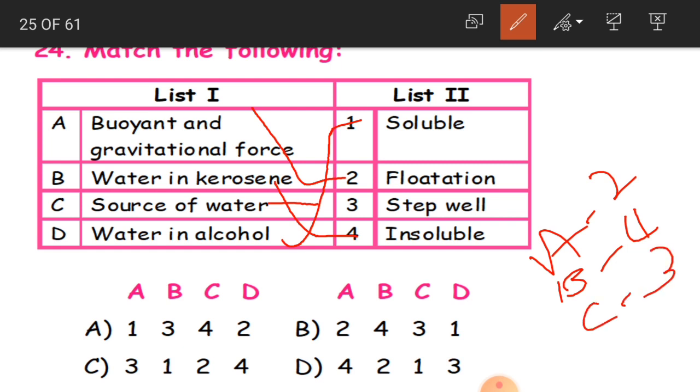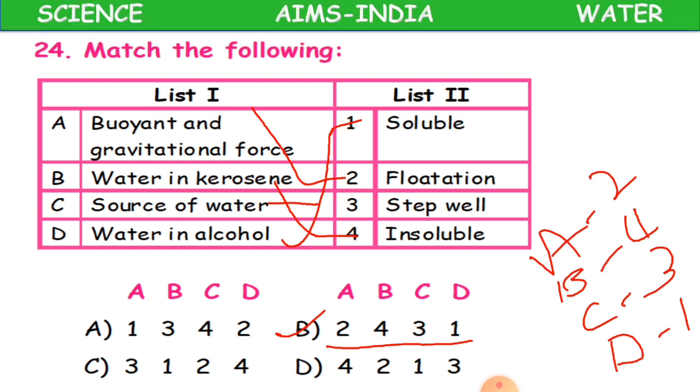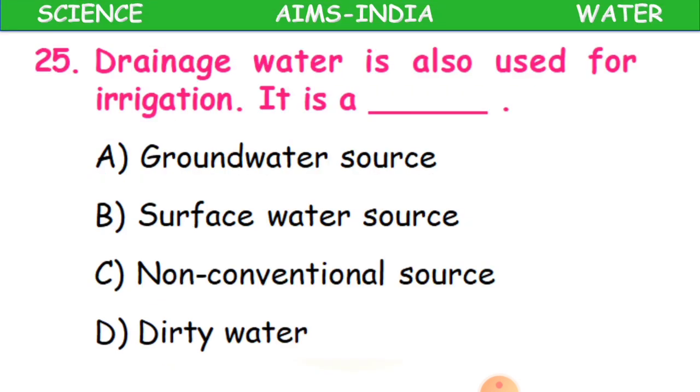C is 3 and D is 1. So where do we have this option, children? In the B option. Okay, so B is the correct answer. Okay, understood? Now we are going to the 25th question, children.